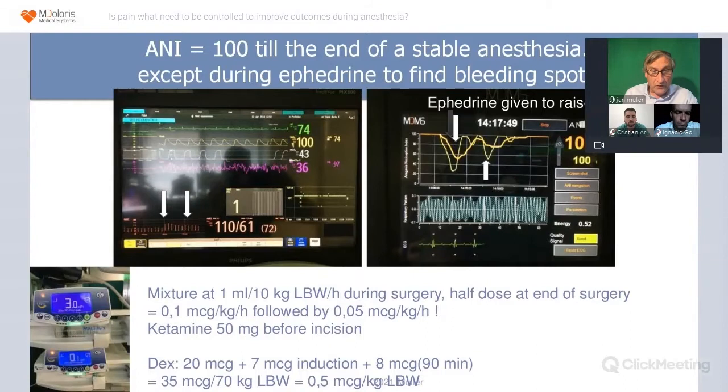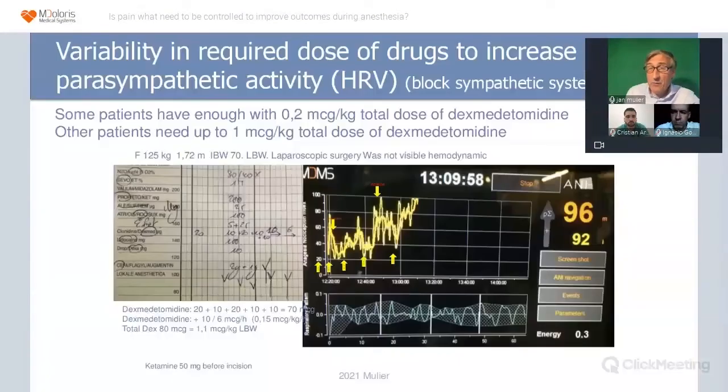But as you can see here, sometimes that dose is even not that high. Like for this patient, we had 0.5 microgram per kilogram lean body weight total dose given. So that is not really that high, and we're even at that high level. But every patient is totally different. I show you just another patient.